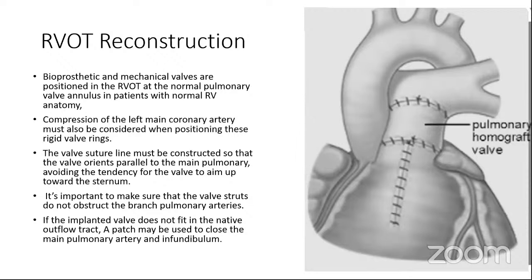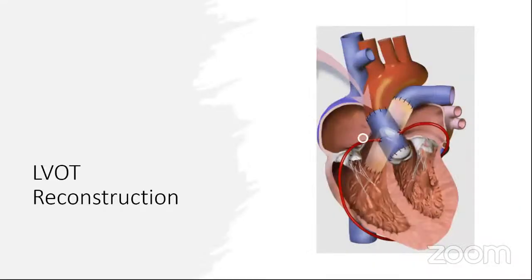If the implanted valve does not fit in the native outflow tract because it is too small, then a patch may be used to close the main pulmonary artery and infundibulum and make it a little bigger. The left ventricular outflow tract reconstruction.